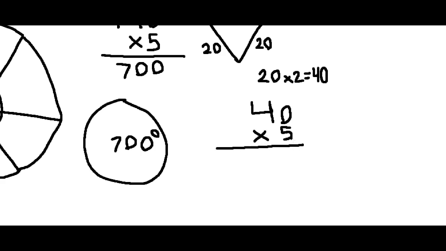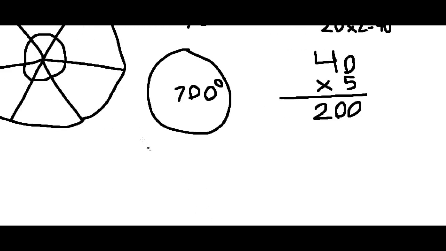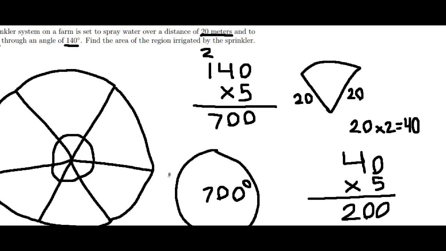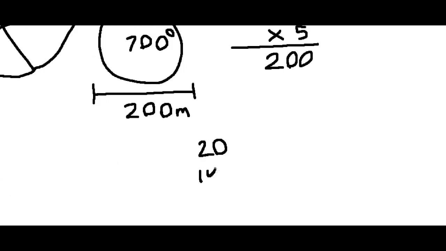So if you guys want to know your shortcuts, do 5 times 4, which is 20. Add this 0, that's 200, right? So now we have a circle of 700 degrees spanning over 200 meters, right? So that's how much this sprinkler will cover. It will cover 200 meters in a circle of 700 degrees. But we need to make sure that this is enough for the minimum. Let's see what the minimum is. The minimum is 20 meters and the minimum is 140 degrees. So let's see. 20 meters, 140 degrees. And now let's write 200 meters and 700 degrees.